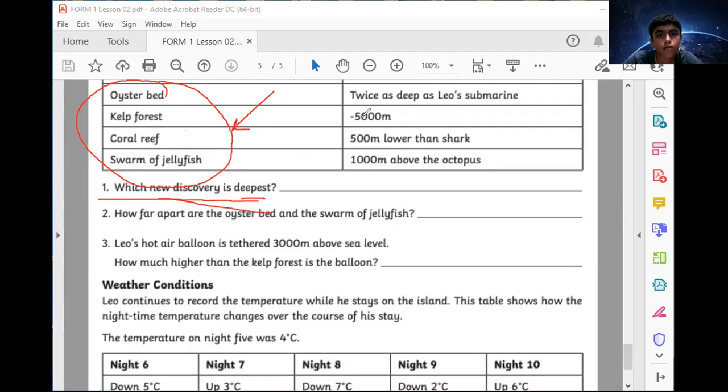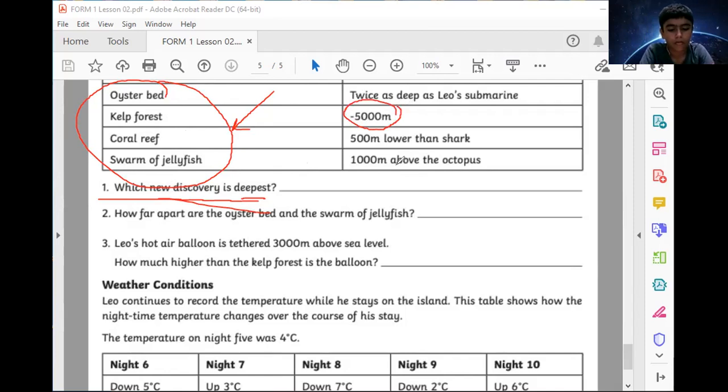Come on, the deepest, the deepest. Think and see. If you were a diver, you're going to go deep. What is the last number there? Yes, that's right, Danya. It's the kelp.